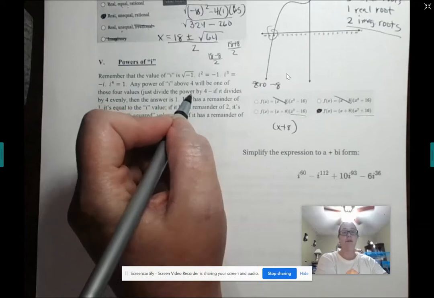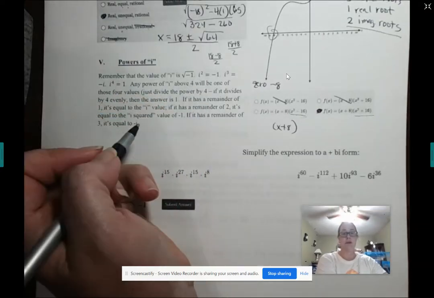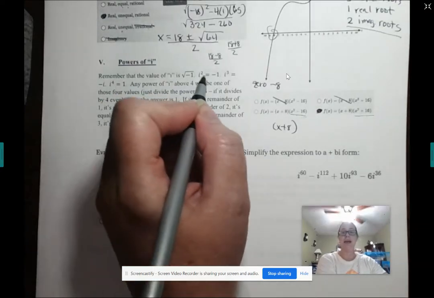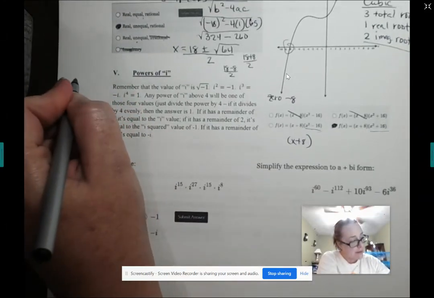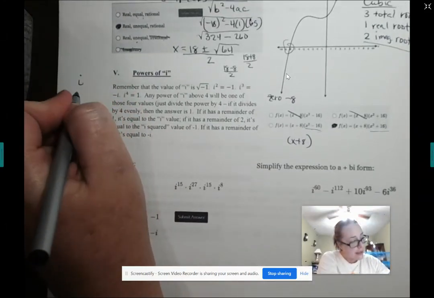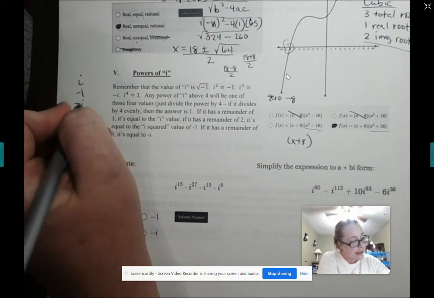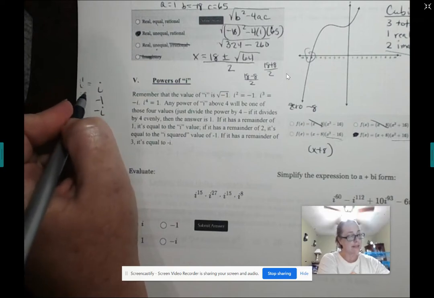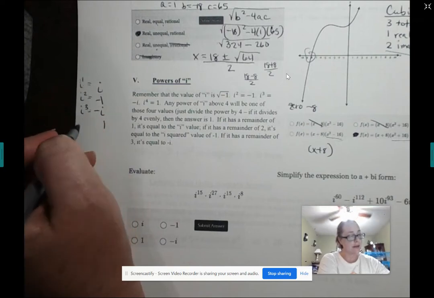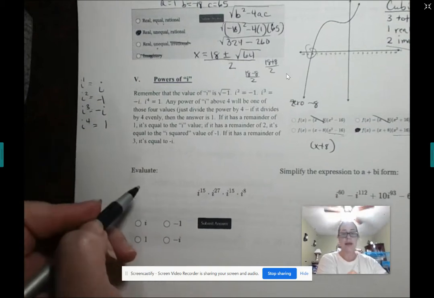Any power above 4 is going to be one of those 4 values. It's either going to be i, -1, -i, or 1. I'm going to write that over here: i, -1, -i, and 1. This is i to the first power. This is i to the second. This is i to the third. And this is i to the fourth.